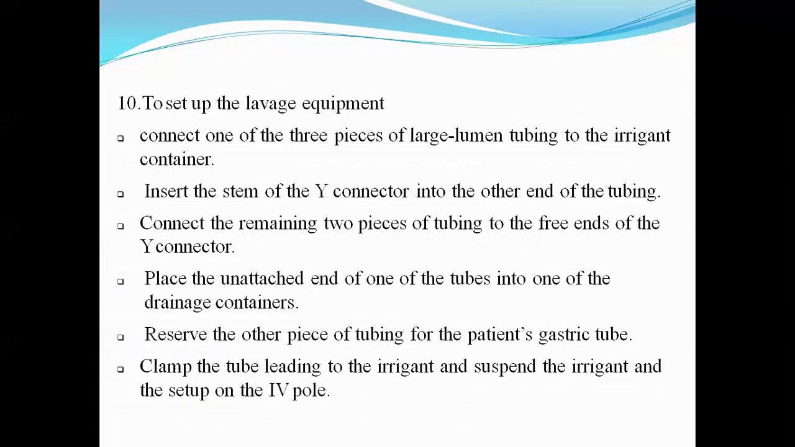To set up the lavage equipment, connect one of the 3 ends of the large-bore tubing to the irrigant container. Insert the stem of the Y connector into the other end of the tube. Connect the remaining 2 pieces of tubing to the 2 ends of the Y connector. Place the free end of one tube into the drainage container. Attach the other piece of tubing to the patient's gastric tube. Clamp the tube leading to the irrigant and suspend the irrigant on the IV pole.